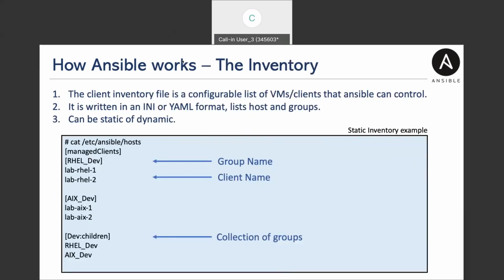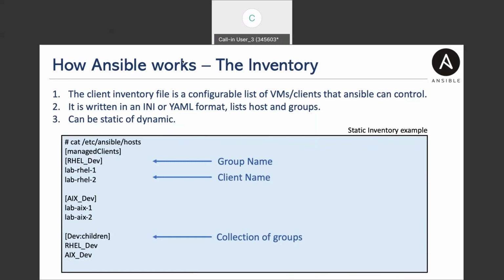Okay, so the inventory file is a configurable list of VMs that Ansible controls. A bit like your /etc/hosts on a Linux box, it's a list of servers that you want Ansible to communicate with. It's written in INI format or YAML format, and it lists hosts and groups. It can be static or dynamic.